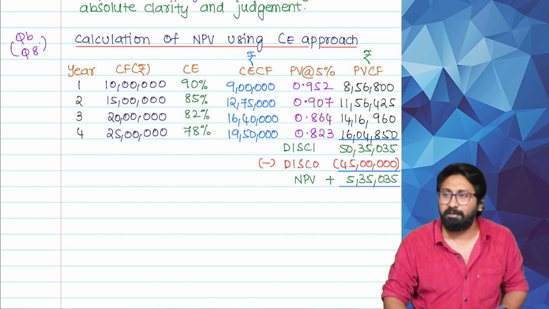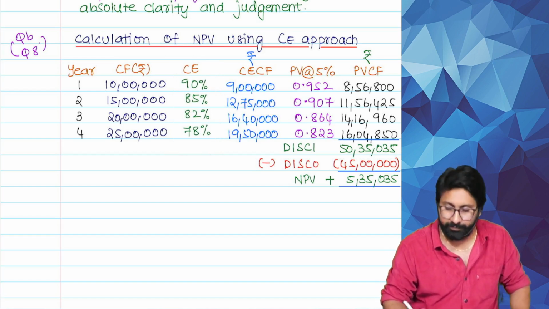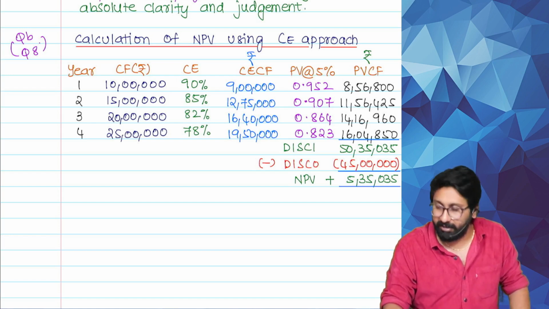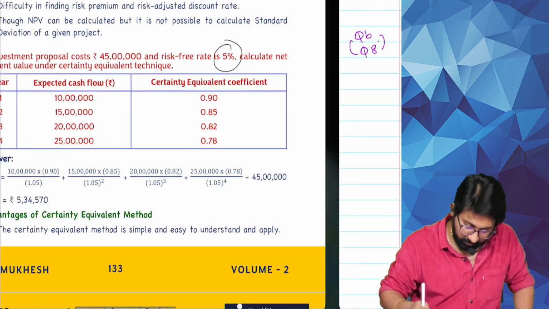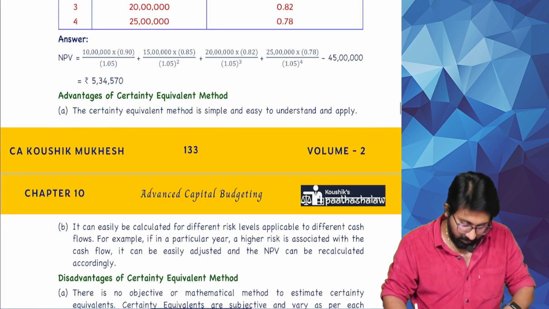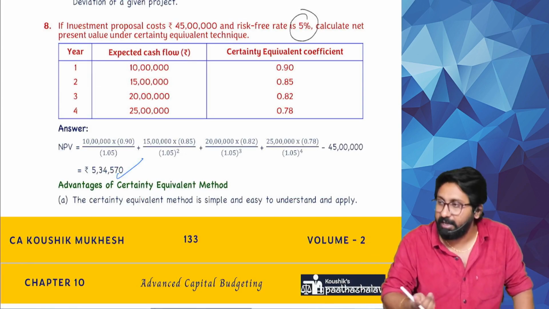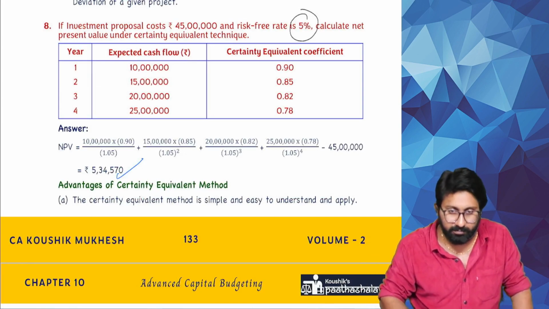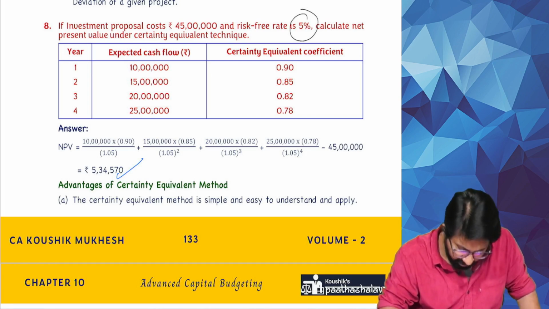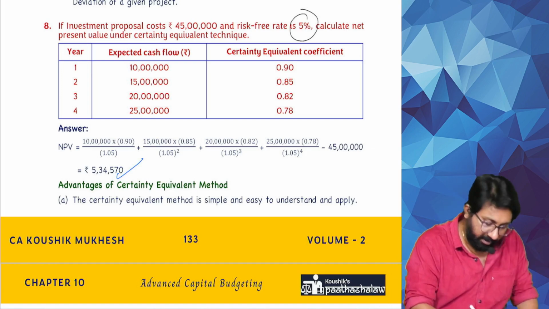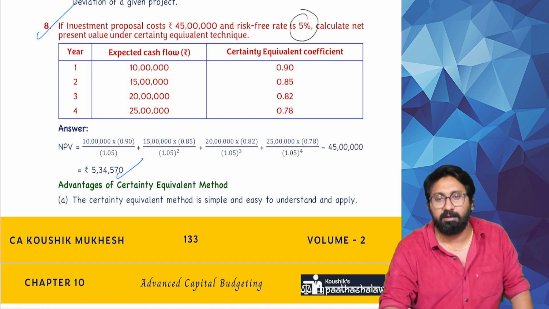Are you all comfortable with the calculations, everyone? Okay. What is the final answer? 5,35,035. See here, 5,34,570. That small difference will come because of the PV factors adjustment. That 100 rupees difference you ignore. In lakh amounts, there will be a small difference, obviously. But everyone understood the concept clearly, yeah?